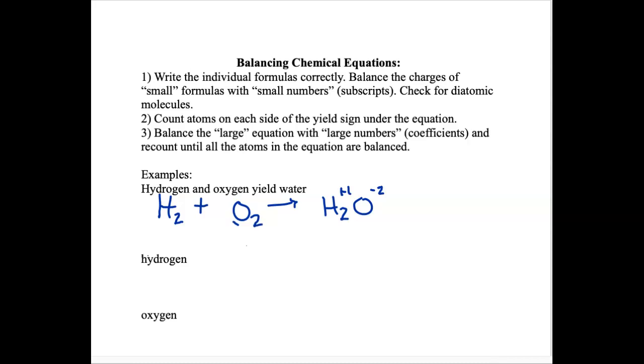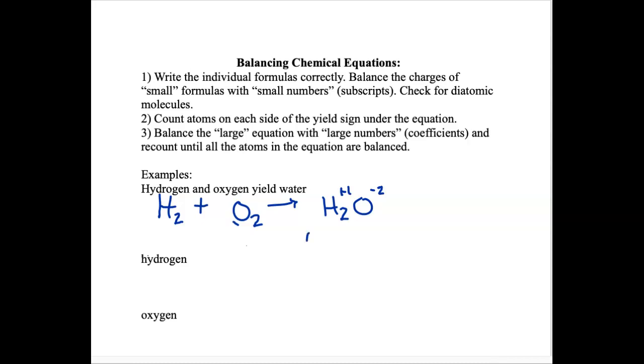Number 2, we count the atoms on each side of the yield sign to balance the equation. Just like in algebra, the left of the equal must equal the right of the equal. This time, the left of the yields equals the right of the yields. This is the law of conservation of mass, saying that mass that you begin with cannot be created or destroyed. It has to be the same atoms at the end of the equation.